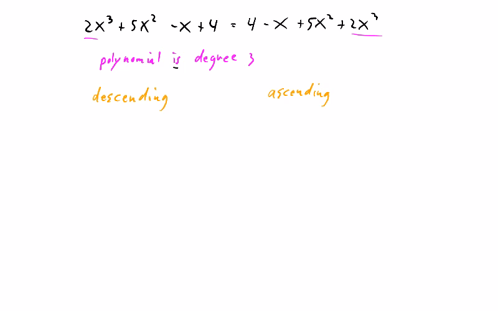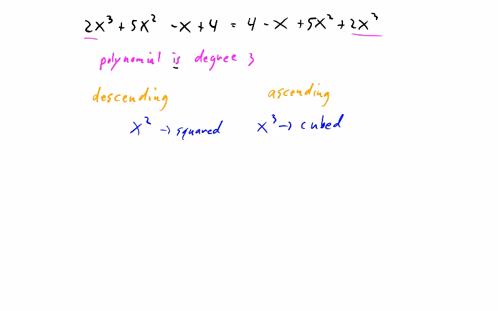A couple other vocabulary things. When you have an x to the second power, we usually call that squared. And when you have a variable to the third power, we usually say that it is cubed. So those are alternative ways of saying the same thing.